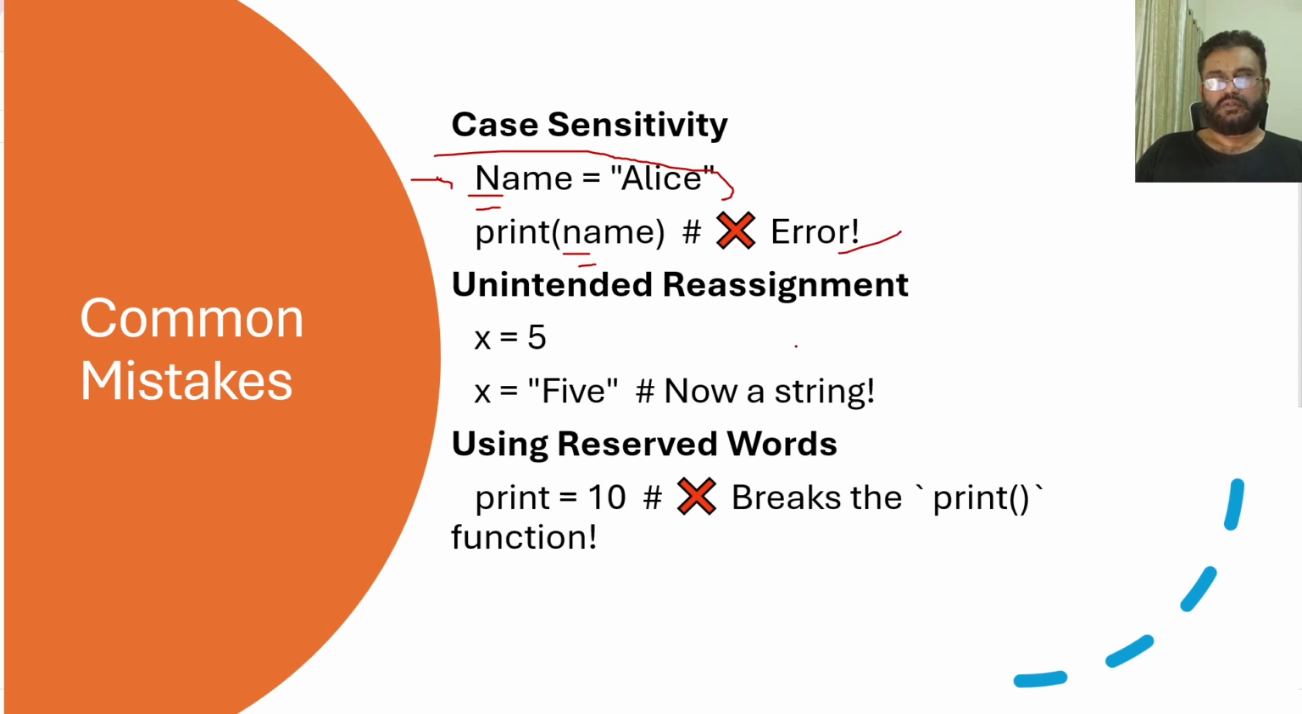Unintended reassignment: if you have a value of integer 5 in x and you change it to string 5, it is allowed in Python that you can change the type of a variable from one type to another. But this might not give you the result you want if you want to have some operation performed on integers. So if you try to use a reserved word for containing a value, this is not going to work. It is going to break the print function, which is used to serve a specific purpose of printing different things in Python.